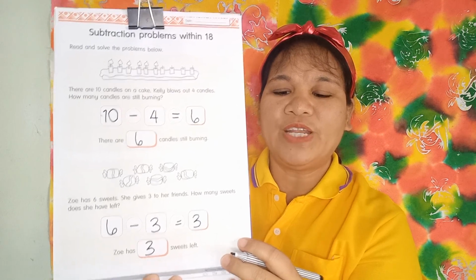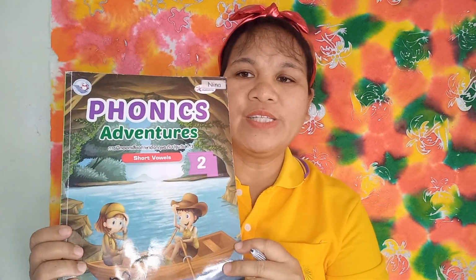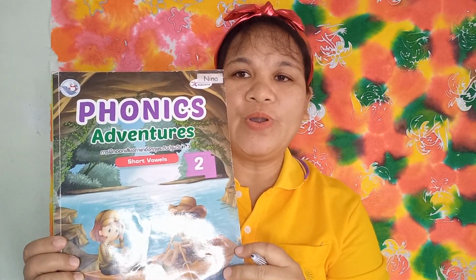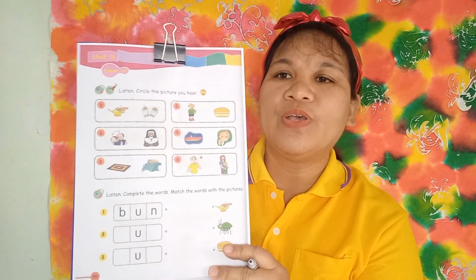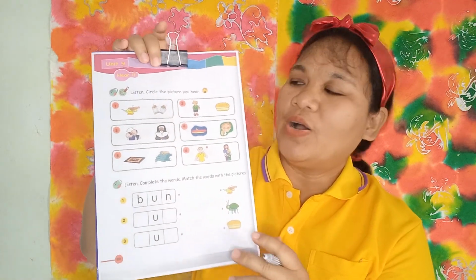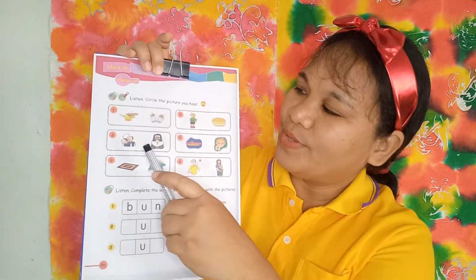Okay, if you're finished, get your phonics too. This one. We are going to answer your book. And then, open your book on page 82. Okay, this one. 82. Okay, now, this one, we are going to read the direction again.